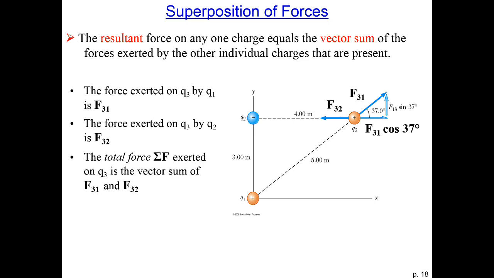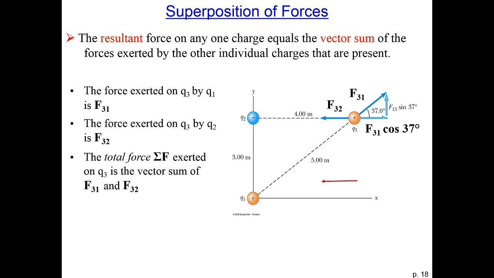We have a positive charge, charge 3, and to its left there are two other charges. Parallel to it there is a negative charge, charge 2, and at an angle there is a negative charge, charge 1. So to find the net force, we find the forces exerted by each of these charges, and then we add the vectors together.